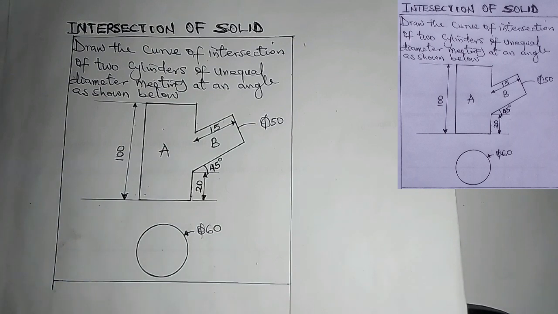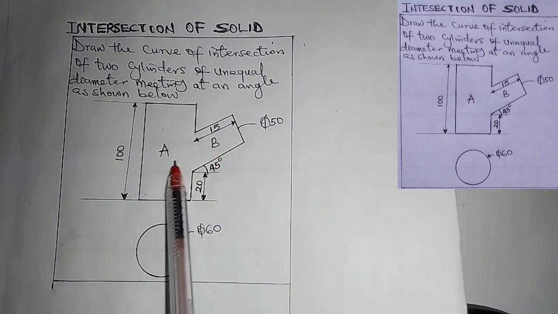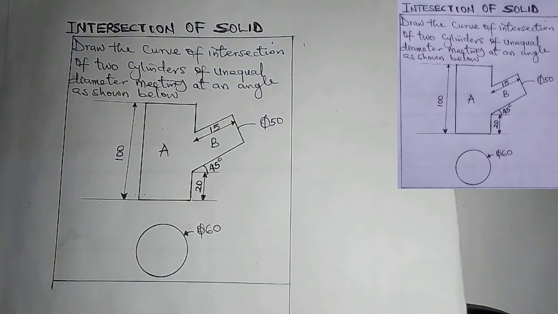Today we are looking at the curve of intersection of solids. There's a question here before us. The question says, draw the curve of intersection of two cylinders of unequal diameter meeting at an angle as shown below. You can see there are two cylinders here. Cylinder B is interpenetrating into cylinder A at an angle of 45 degrees, as you can see from the question. So what we'll be doing now, we'll draw the given view first before we start drawing the curve of intersection.